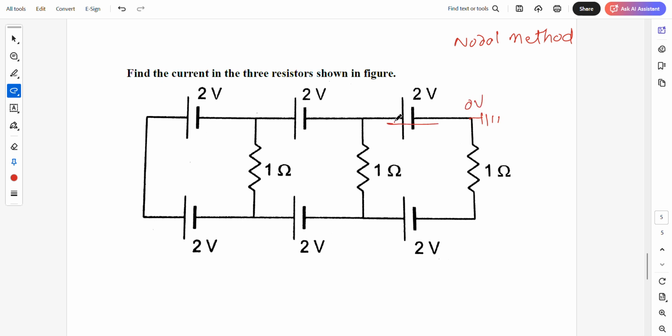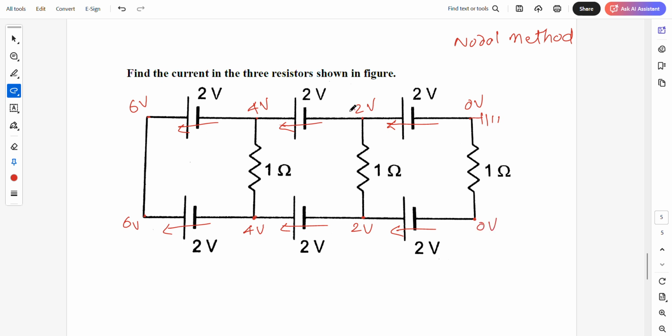Is it favoring? Yes, it is favoring. 0 plus 2 is 2 volts. Again I can add up, 2 plus 2 is 4 volts here. Again it is favoring, 4 plus 2 is 6 volts. Same wire, so 6 volts here. Now this is opposite polarity. 6 minus 2 is 4 volts. Again it is opposite, 4 minus 2 is 2 volts. Again opposite polarity, 2 minus 2 is 0 volt.